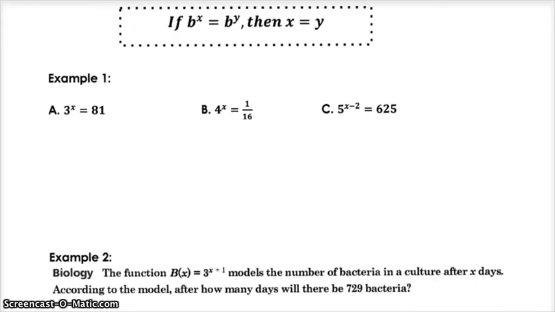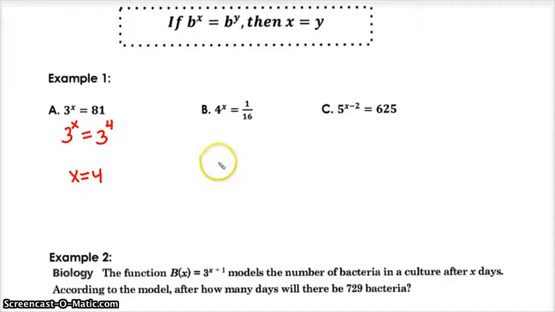I see that 3 to the x equals 81. My goal is to write 81 as a power with base 3. So I'm going to write 3 to the x equals 3 to the what power equals 81. You can use your exponent sheet and see that 3 to the 4th power is equal to 81. Now that I've written both sides with the same base, I can look at the exponents. This tells me now that x must equal 4.